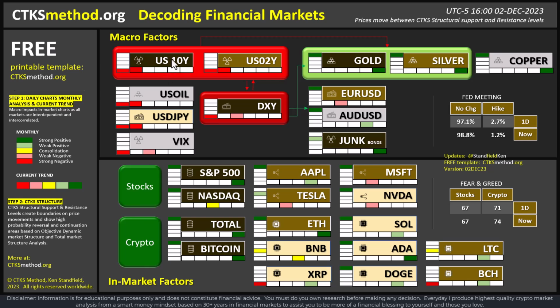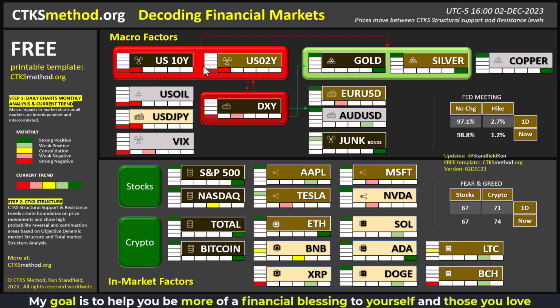When the yields go up, that creates an increased cost of borrowing and a strain on the financial system, especially if short-term yields are higher than long-term yields. That creates a big problem for the banks. If we have inflation, we expect the yields to increase and the dollar to increase.